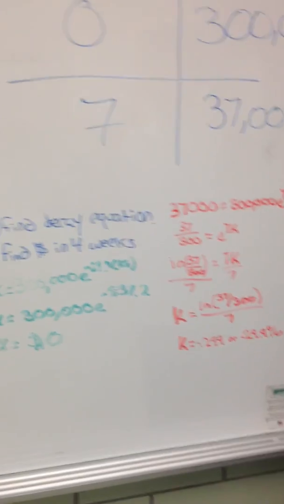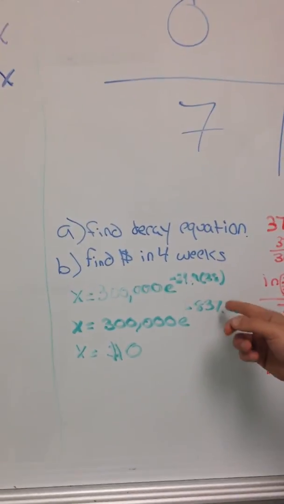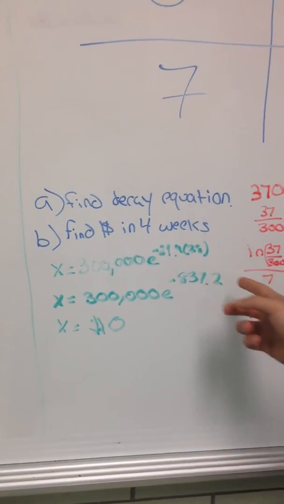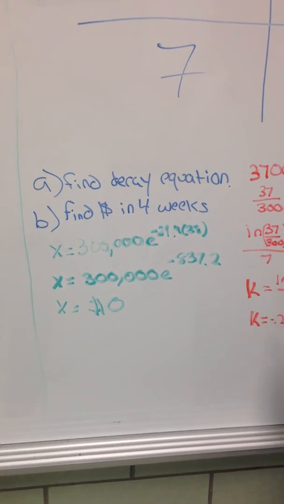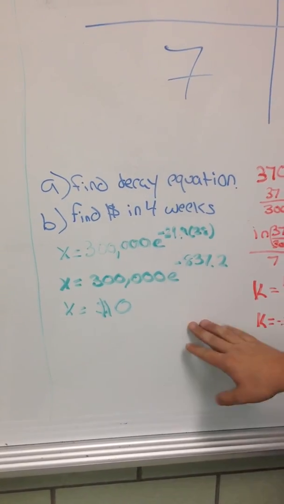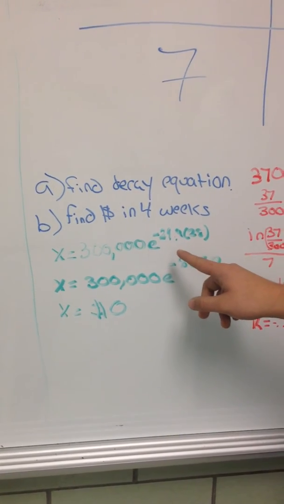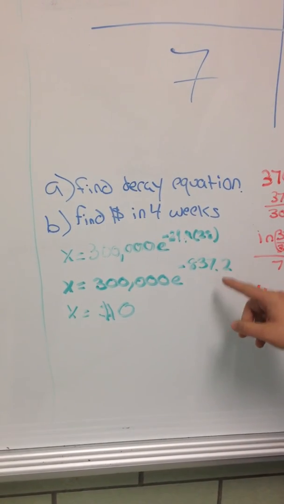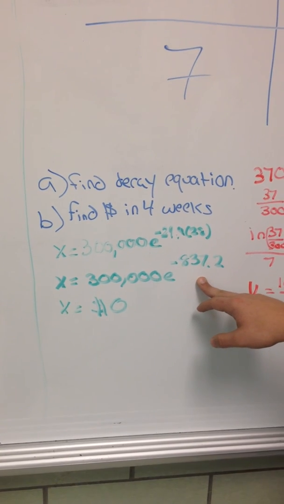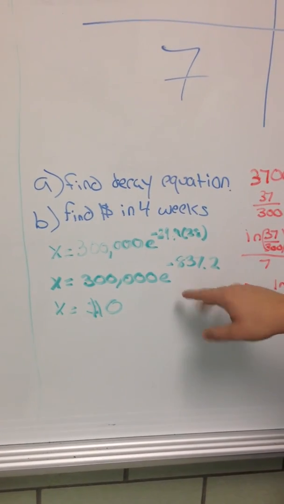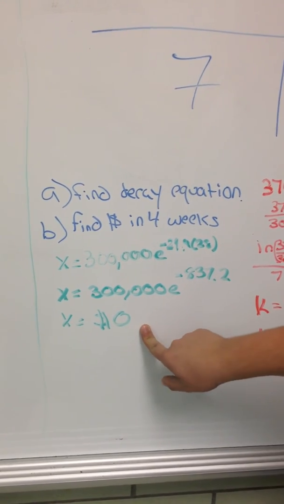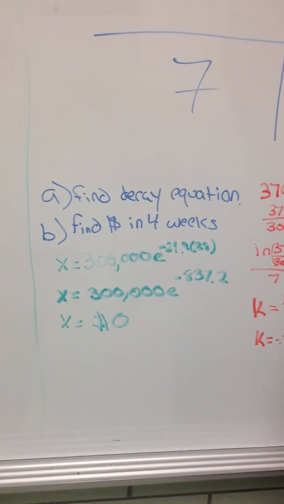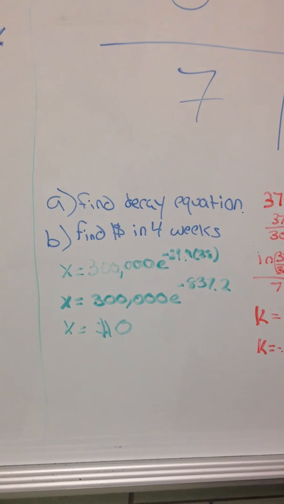So then for B, you would go back and fill in t to be 28 days, because it is 4 weeks, and your final amount is unknown. So then you would multiply the negative 0.299 times 28 equals negative 8.372, and that is the exponent on e, times 300,000, and that ends up being about $0. So in 4 weeks, that means that they would be making no money selling the merchandise.